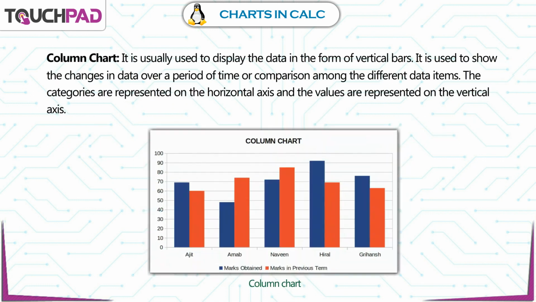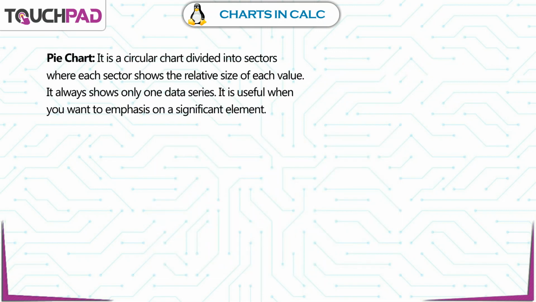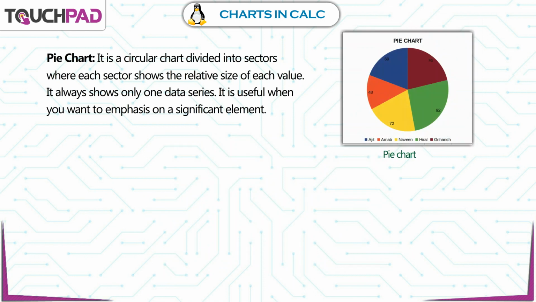Column chart. It is usually used to display the data in the form of vertical bars. It is used to show the changes in data over a period of time or comparison among the different data items. The categories are represented on the horizontal axis and the values are represented on the vertical axis. Pie chart. It is a circular chart divided into sectors where each sector shows the relative size of each value. It always shows only one data series. It is useful when you want to emphasize on a significant element.